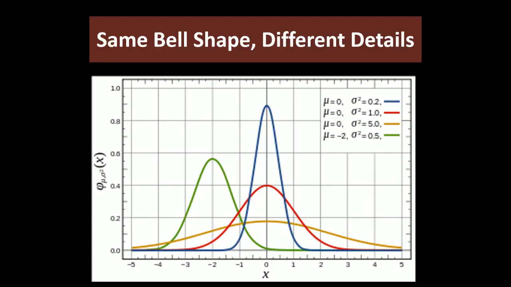Now, here's a graph showing several different bell curves, or several different normal distributions. They all look like they're different shapes, but they're actually the same shape. It's just whether or not it's condensed or stretched out. All that's different between these is basically what the mean is and how much the standard deviation is.